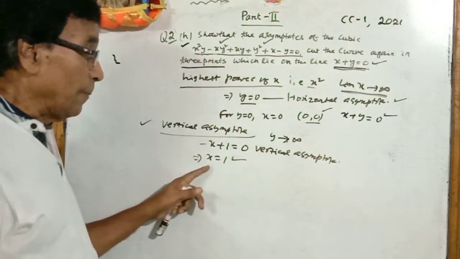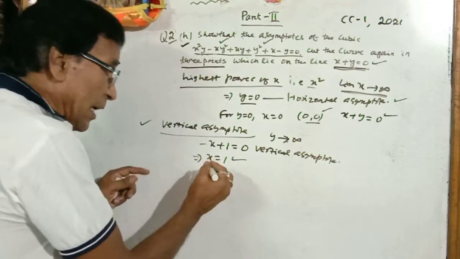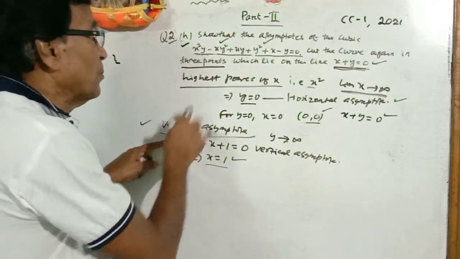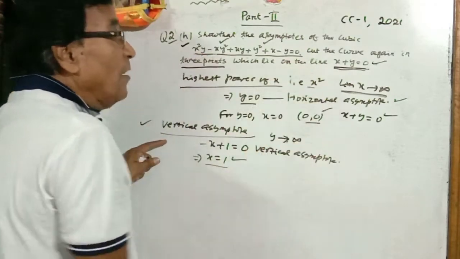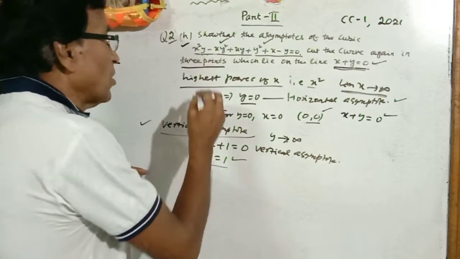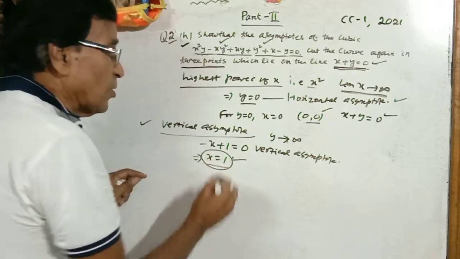Now here you see that after finding out the vertical asymptote, again we have to find out the point of intersection of this vertical asymptote with the given curve. So in order to find out the point of intersection, you have to solve the given equation of the curve and the equation x is equal to 1.